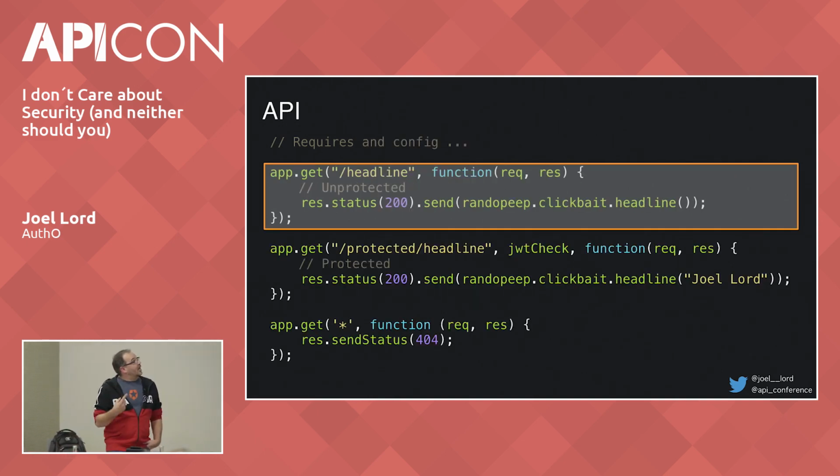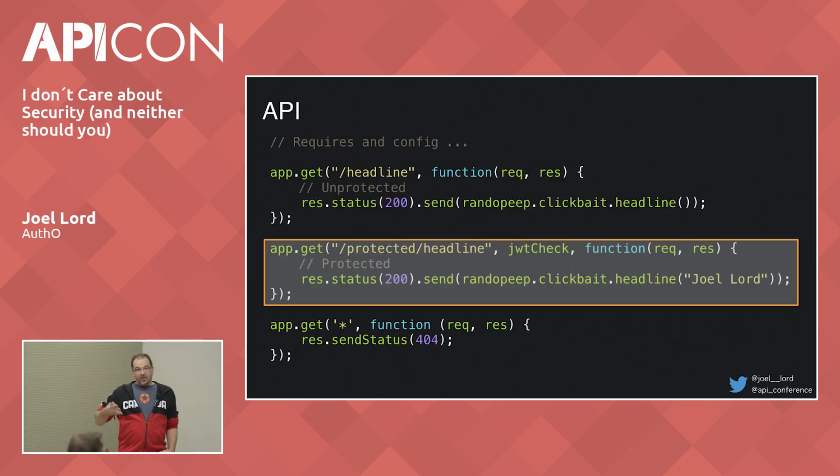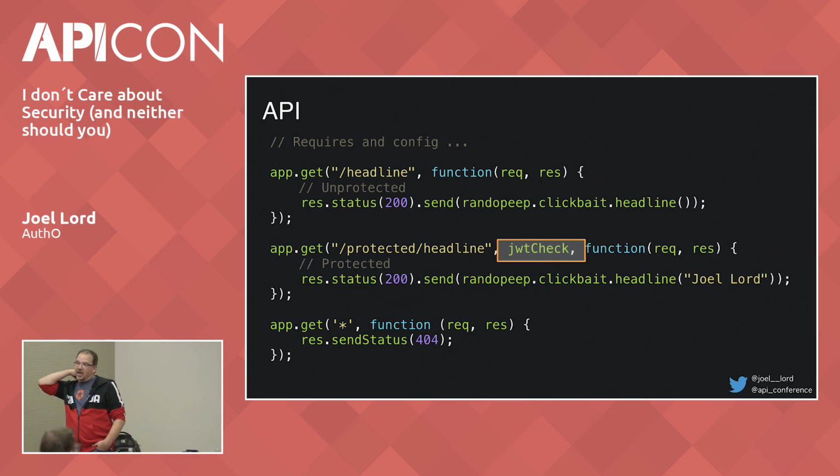For this API, I'll have just a route that returns randomly generated clickbait headlines. And I'll have another protected route that will send me randomly generated clickbait headlines featuring yours truly. We'll see how that goes. Those two are very similar. The only difference is that I'm using the middleware for that specific call.